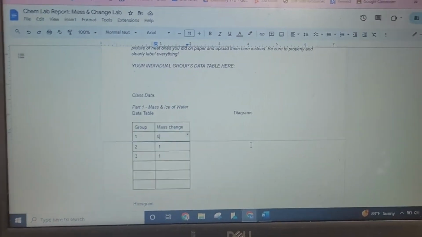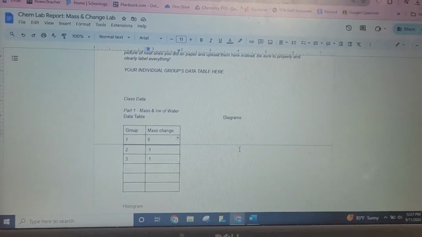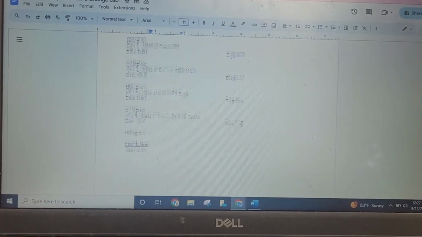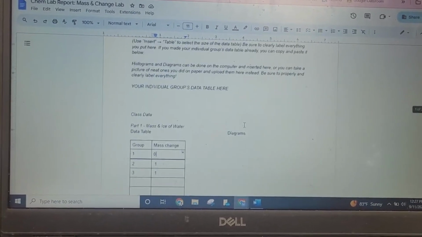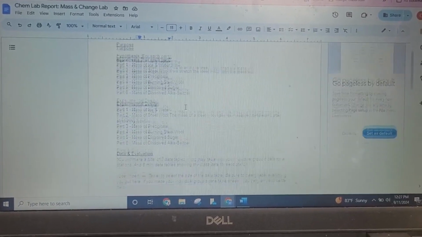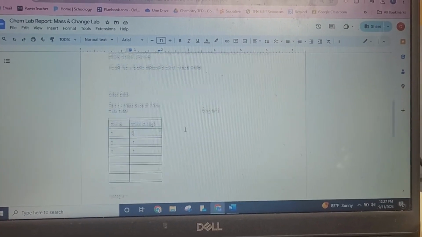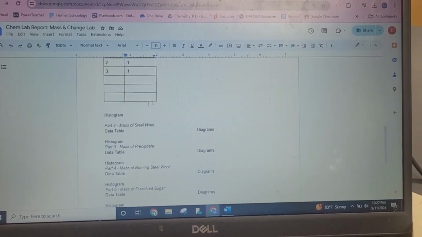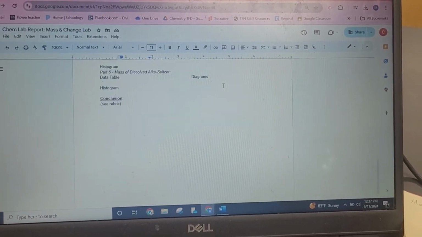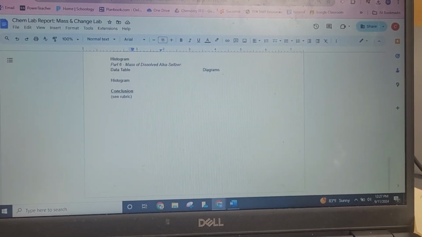Make sure it's clearly labeled, right? This is before and after, and make sure you put it in the right section, so I know what I'm grading, what I'm looking for, okay? When you do that for all 6 sections, you are done with almost all of this lab report. Your purpose is filled out, hypothesis is completed, your experimental design is completed, you got your group's data table here, you got the data table for each section, you got the histogram and the particle diagram for each section. Now we just have to do our conclusion, all right?